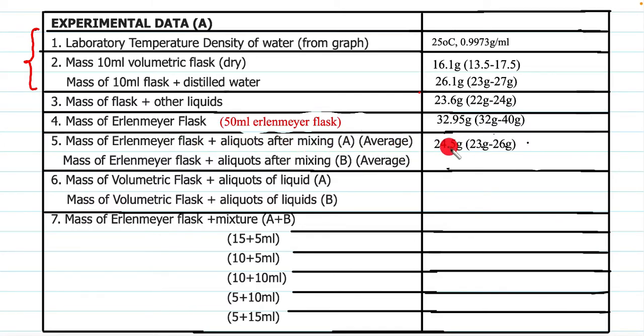Right, so for water, it is supposed to give us 25 grams, since the density of water is 1 gram per mL, but we're going to write it as 24.5. So the range of values here is supposed to be 23 grams to 26 grams. If your value is within this range, that means you're very good to go.